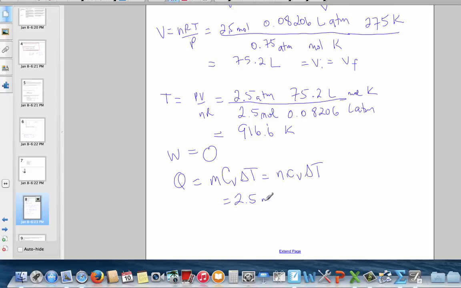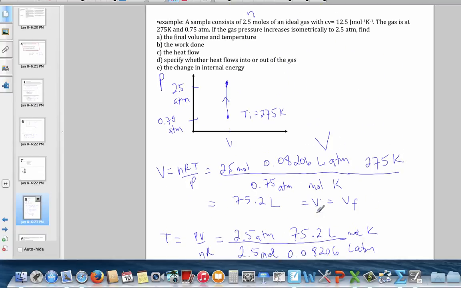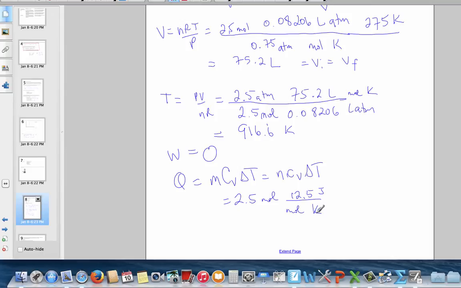So we have 2.5 moles. We're told that for this gas there is 12.5 joules required to change the temperature of a mole by a degree Kelvin. It's 12.5 joules per mole Kelvin. And then how much of a temperature change do we have? Well, we're going up to 916.6 repeating, and we're starting at 275. So this works out to 20,052 joules of thermal energy transfer.